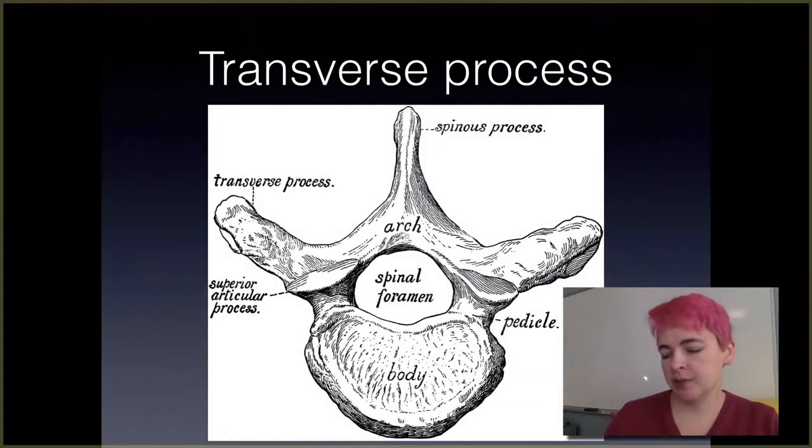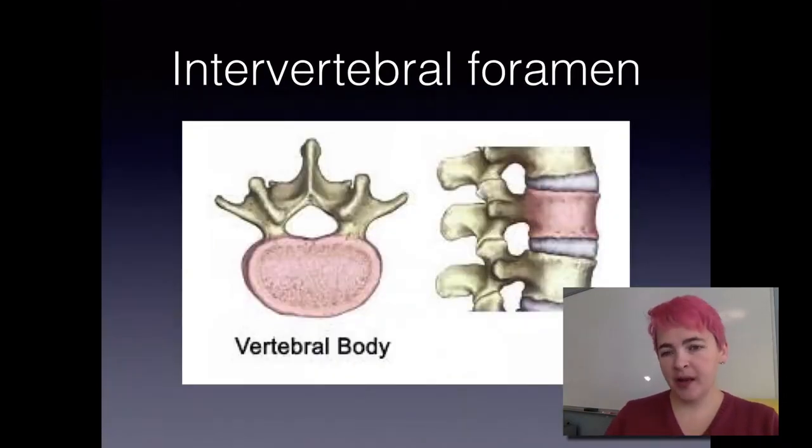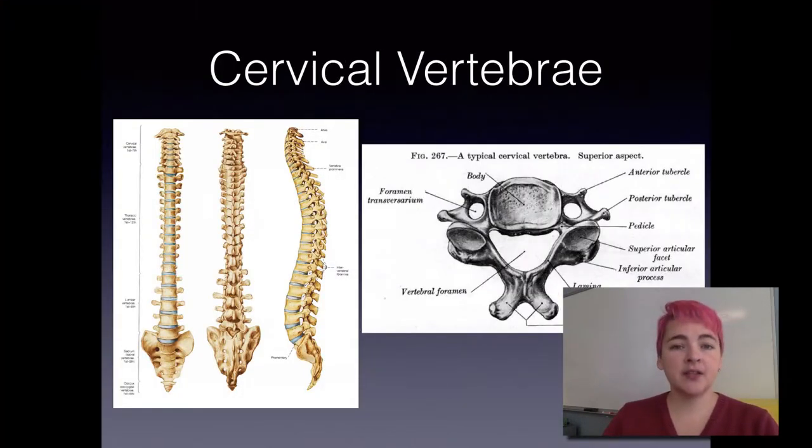And the transverse processes are the wings to the side. When the vertebrae come together, they create holes here, here, and here, which are the intervertebral foramen. This is space for the main nerves coming off the spinal cord to come out and go to the body. There are 5 sections of vertebrae.